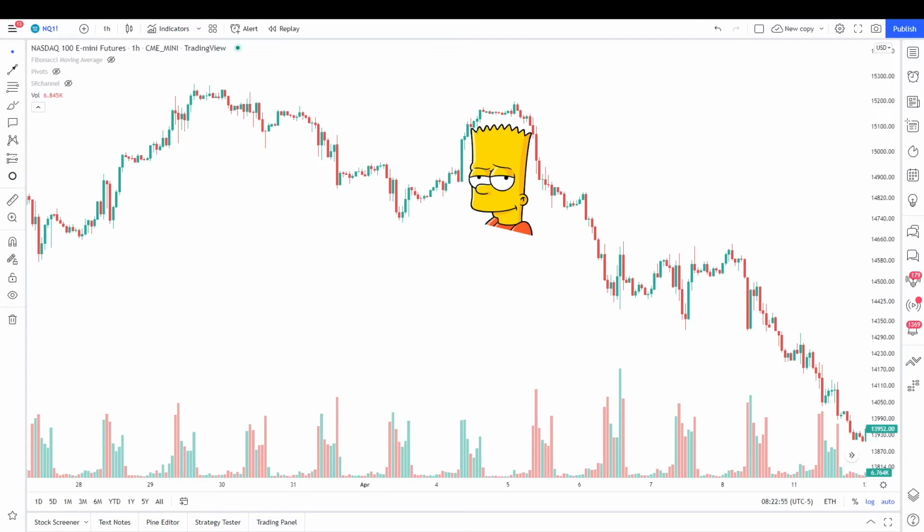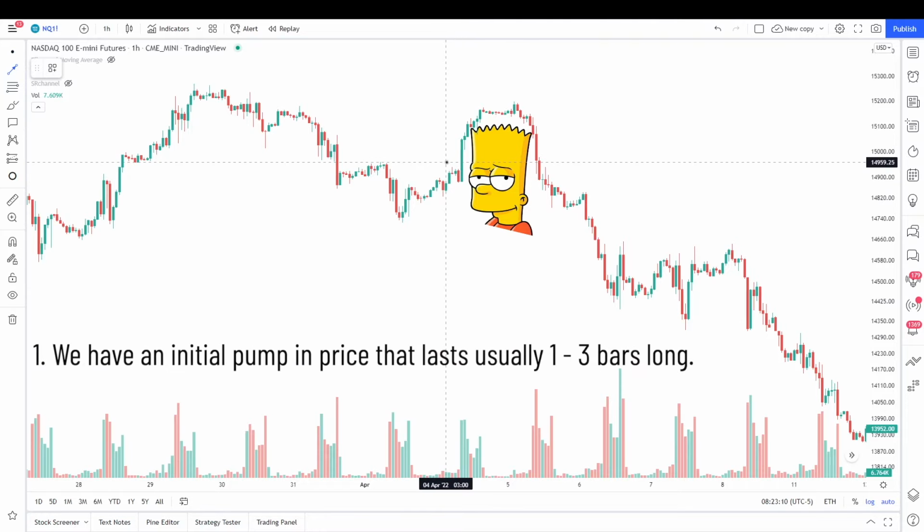A little bit later on in the video, we will discuss different ways we can trade this pattern. But for now, I just want to show you exactly what a good setup looks like when we're looking for this pattern. In this case, we have the hourly chart open for NQ, and the first characteristic is we have a pump in price.